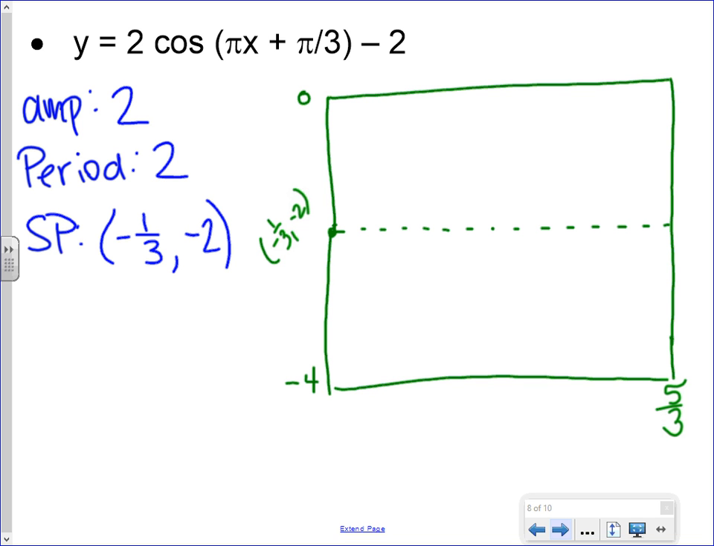So I'm going to do the cut in half, cut in half. You don't want to do that. Feel free to take the period, split it into fourths, and add that 4 times. Okay. Now I'm going to split it in half. We're beginning here at negative 1/3. We are ending at 5/3. I want to know what is in the middle. Two-thirds?